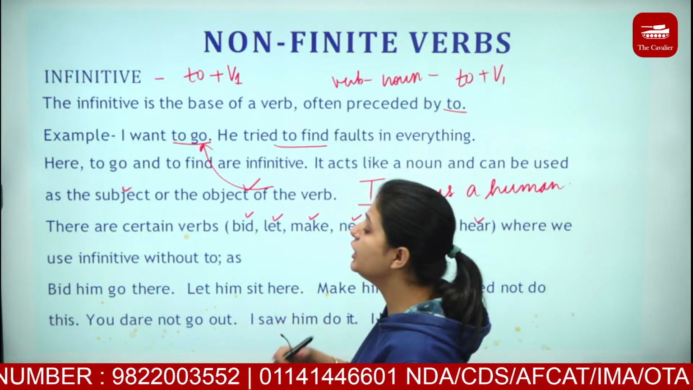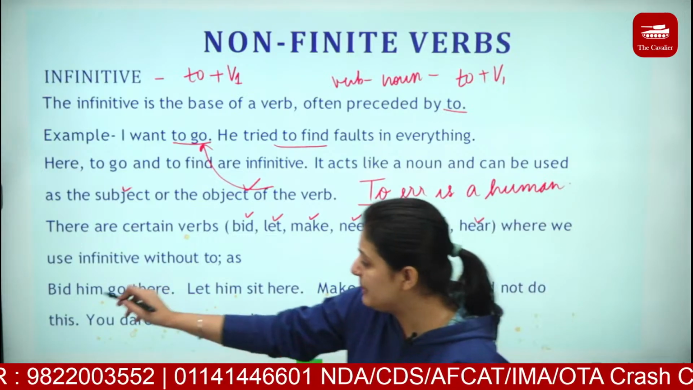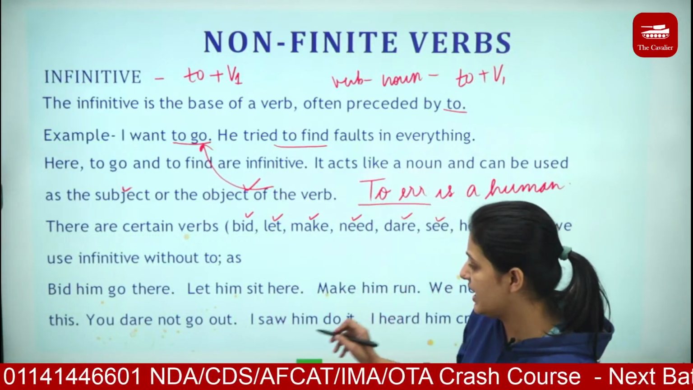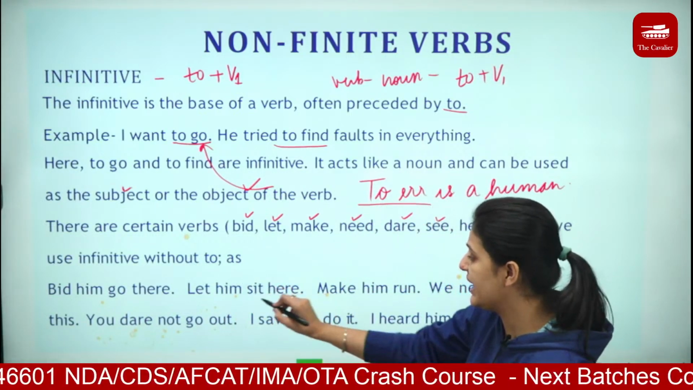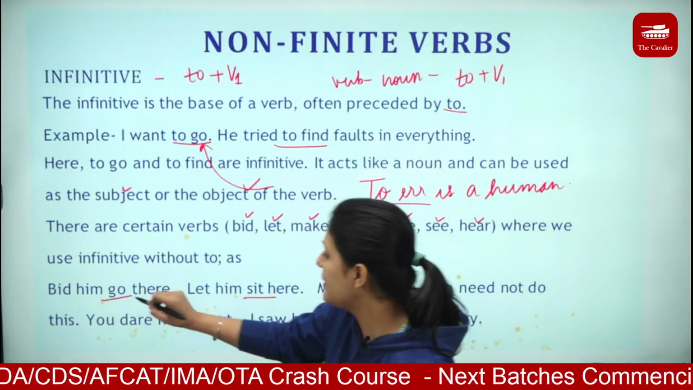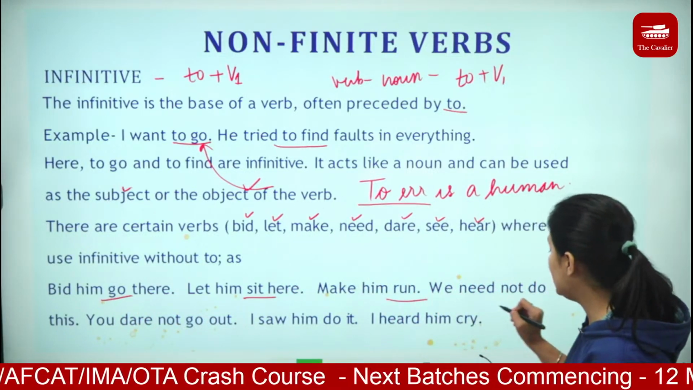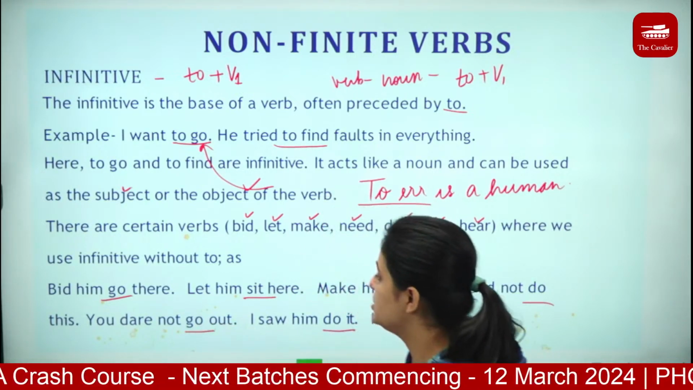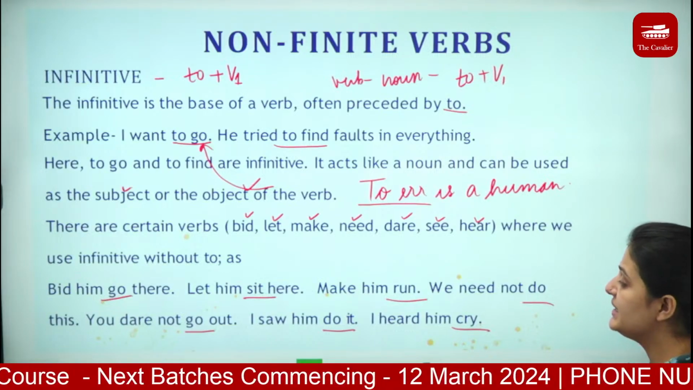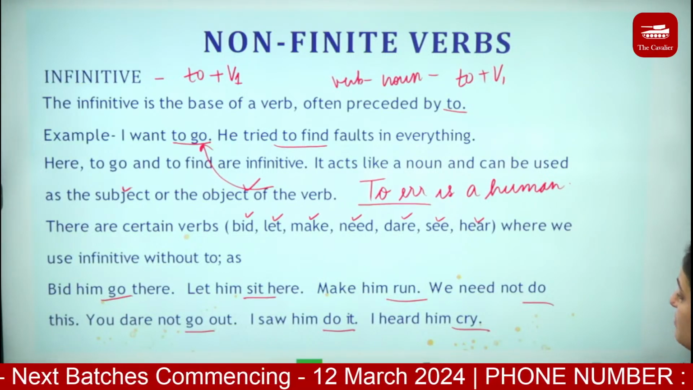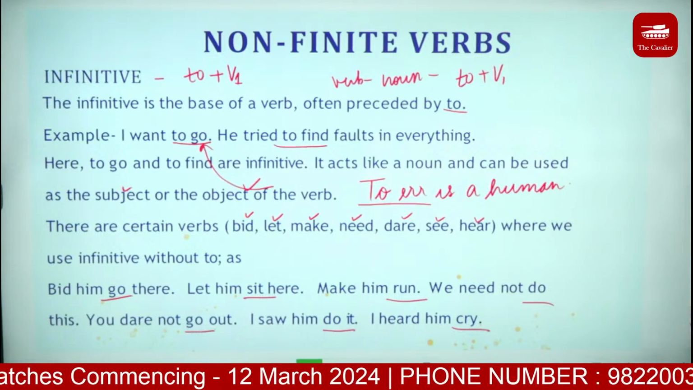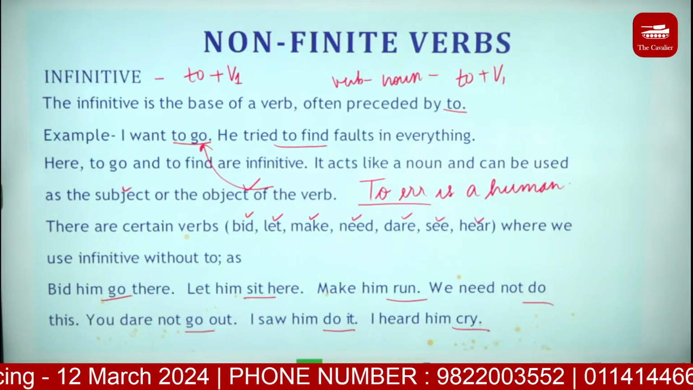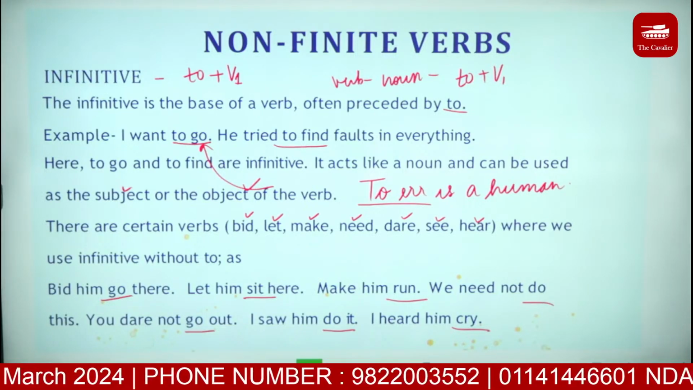infinitive को बिना to के यूज करते हैं. जैसे bid him go there, bid him to go there नहीं, let him sit here. So to sit नहीं यूज किया है, खाली sit यूज किया है. यहाँ पर we have just used the base verb. Okay, we have not used to here. Okay, जैसे bid him go there, let him sit here, make him run, we need not do this, you dare not go out, I saw him do it, I heard him cry.